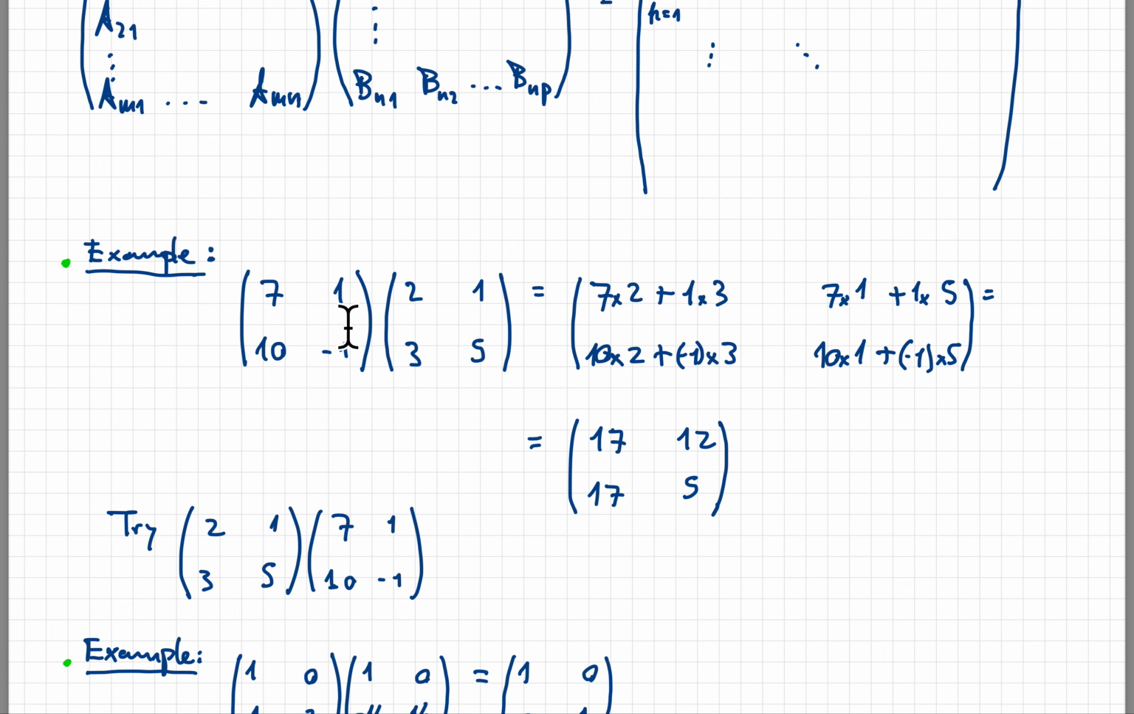So you take the matrix here and you put it on the other side instead. So this 7, 10, 1 minus 1 appears here, and 2, 3, 1, 5 appears on the left now. So this matrix appears on the left, this one on the right. Try to do this calculation.